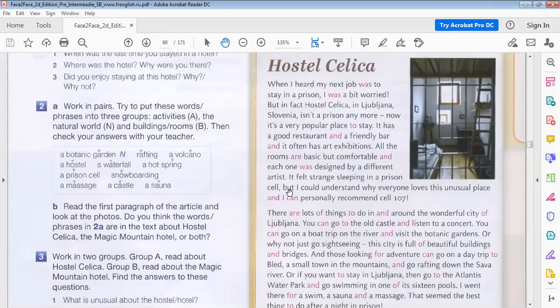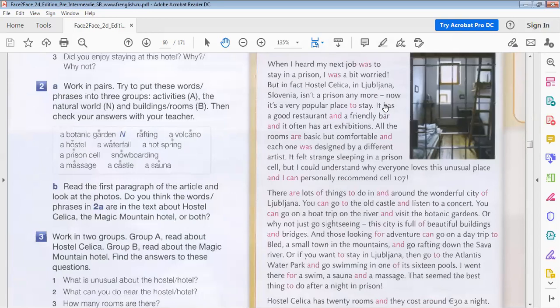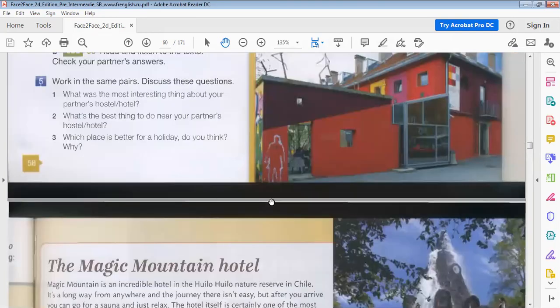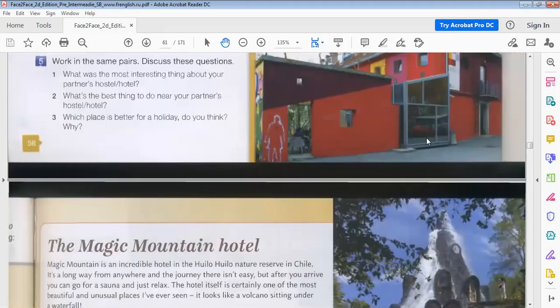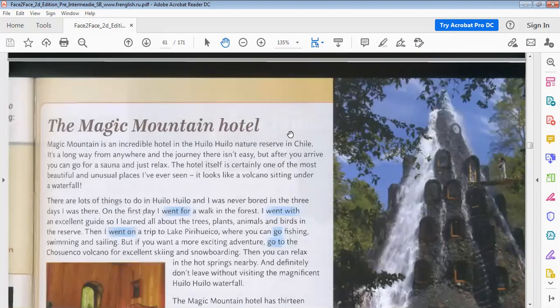What about the second place? Let's see another opinion. Samiha, what do you think? The most interesting thing in Hostel Selitsa, or even the other one, Magic Mountain Hotel. What's the most interesting thing in both of them, in your opinion? For me, I think no one. Both are not interesting. I don't like closed places. I have a phobia of heights. So both of them, it's not interesting.